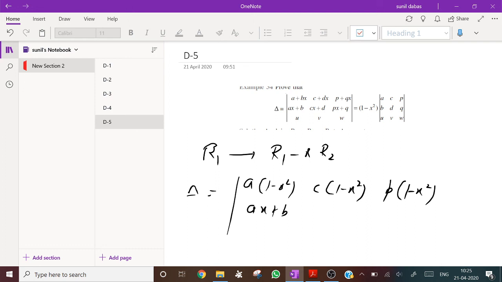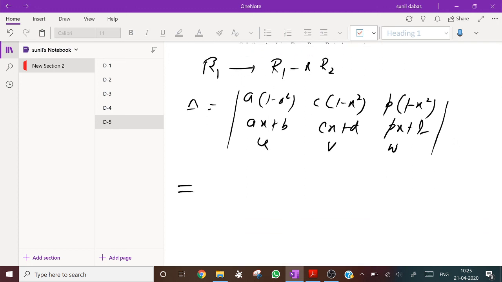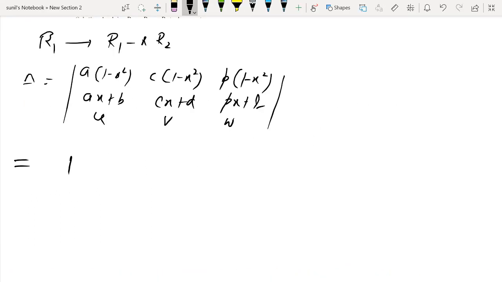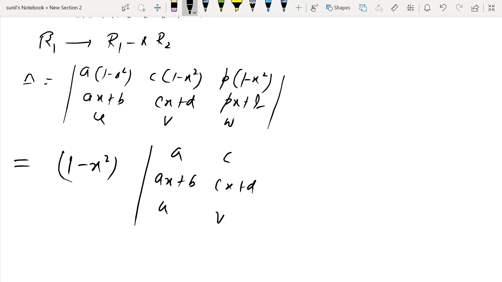That is ax plus b, cx plus d, px plus q, and uvw. Now taking common 1 minus x square. If I take 1 minus x square as common, then ax plus b, u, c, cx plus d, v, p, px plus q, w.